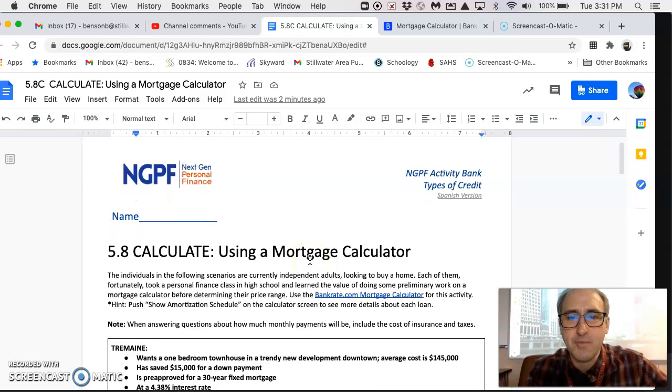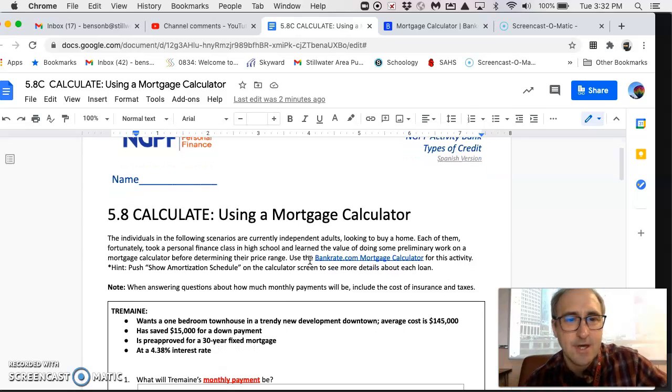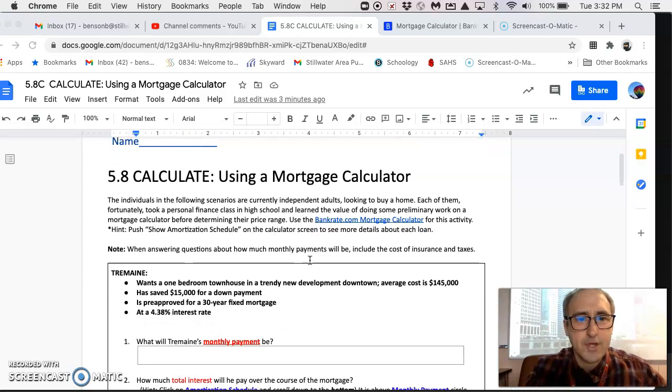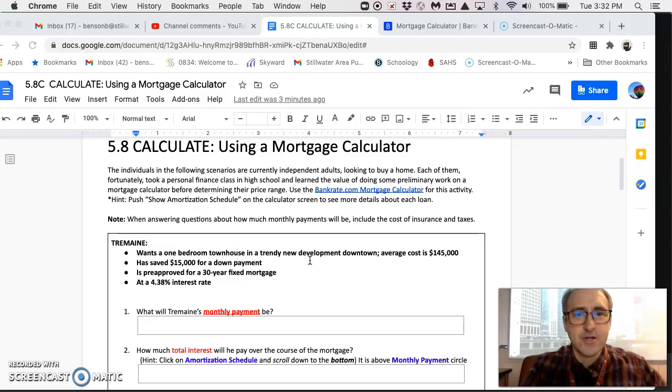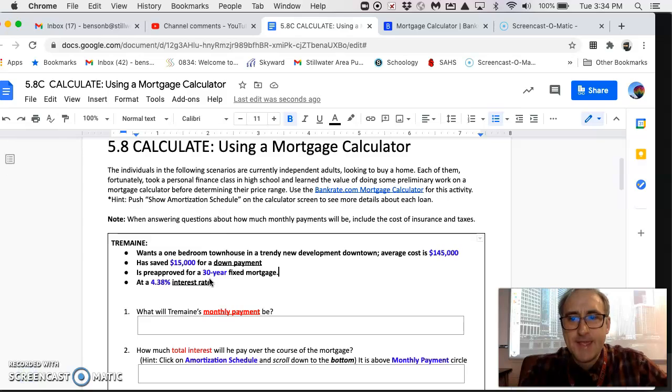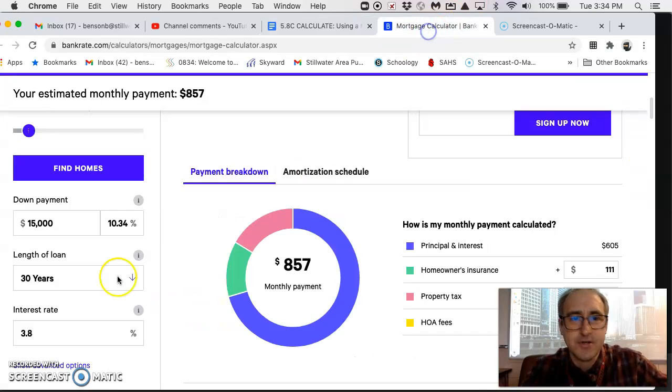So we are going to go back to the mortgage calculator that we used the last 2 days in our kind of warm up to mortgage activity. The different questions that we are going to answer are going to revolve around this information here. So for Tremaine, he's got a house that he's interested in with an average cost of $145,000. He has saved $15,000 in down payment. He's pre-approved for a 30-year term on his fixed mortgage at an interest rate of 4.38%. We're going to find the monthly payment going to the mortgage calculator.